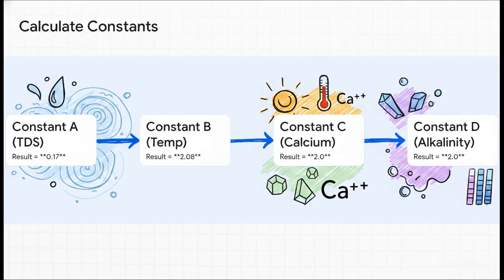Now let's get our constants. You'll probably want a scientific calculator for this. First up, constant A for TDS. The formula is the log of your TDS minus 1, and then you divide that whole thing by 10. For our 500 TDS, that gives us 0.17.